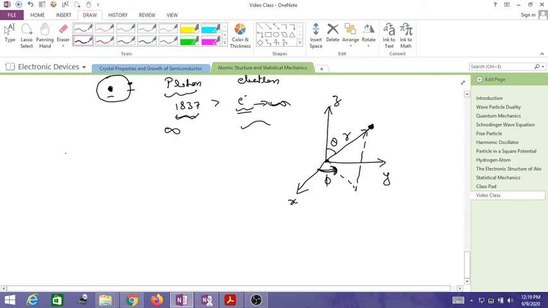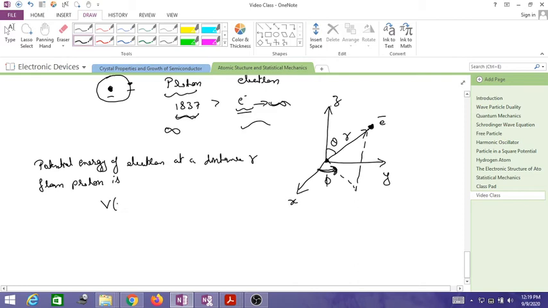Now if we consider the potential energy of the electron at a distance r from the proton, where this is the electron and the center here is the proton, then its potential energy is given by V of r is equal to minus q square by 4 pi epsilon naught r.